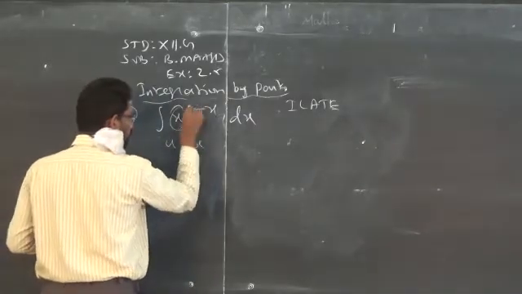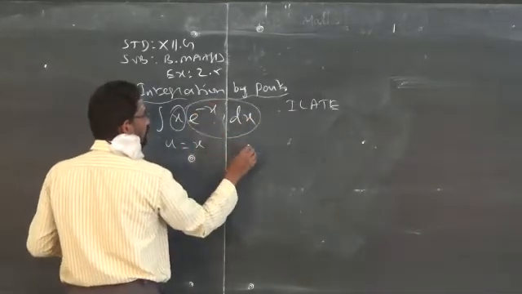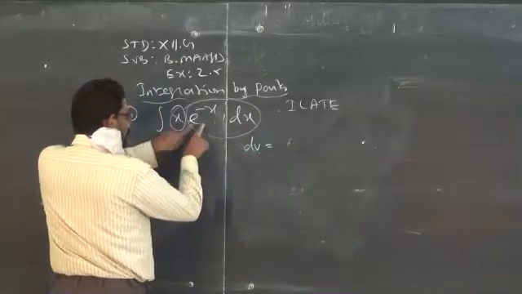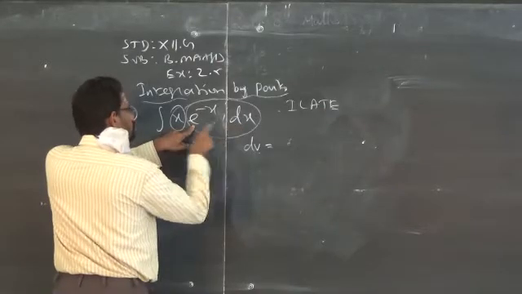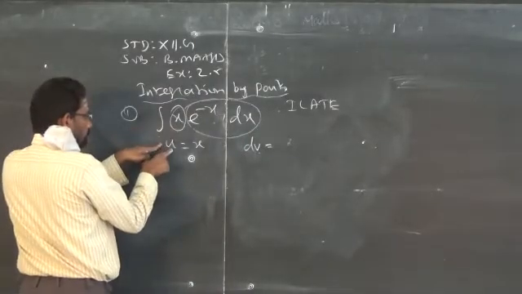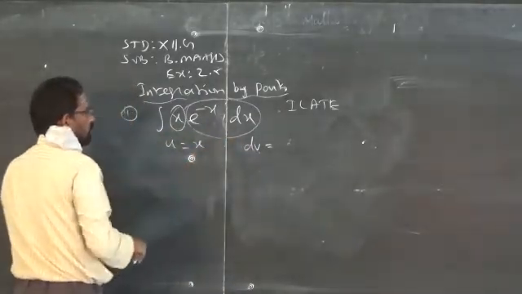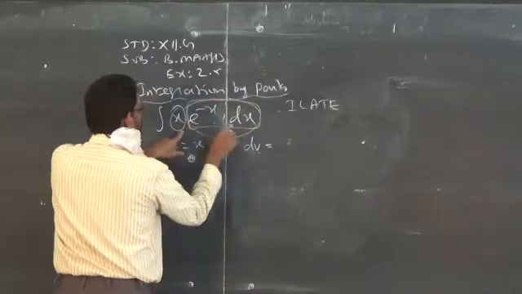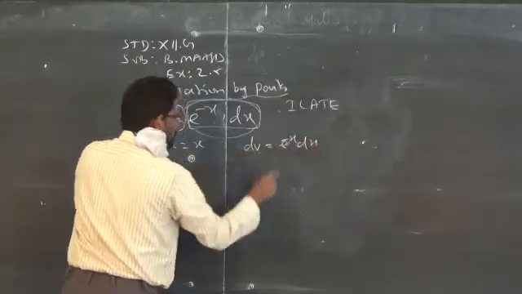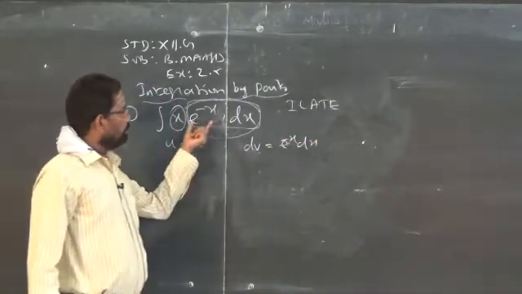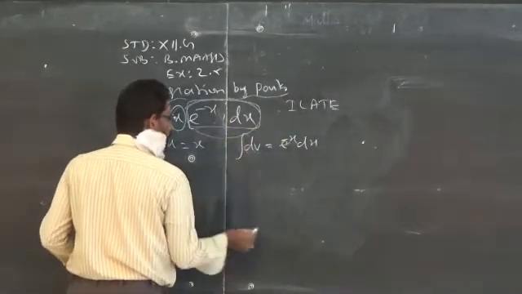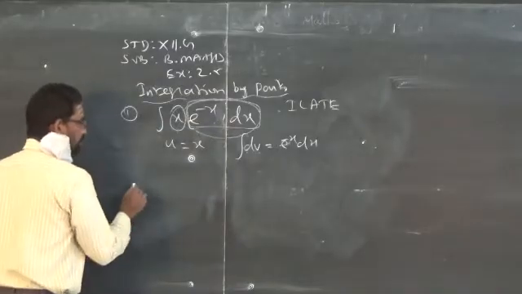And what is the remaining part? e power minus x into dx. That you consider as dv. It is the differentiable form; e power minus x into dx is the differentiable form. That is what I consider as dv. Sir, you are considering x as u here, but there you are taking dv. The reason is, this is the integrand's derivative part, that is e power minus x into dx. That is what we consider as dv. Clear?